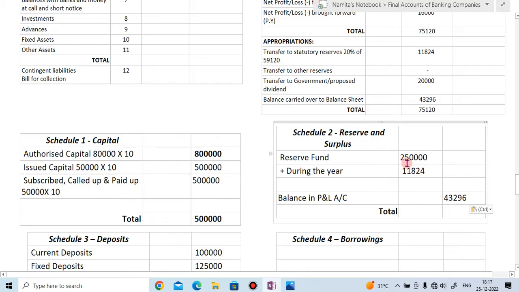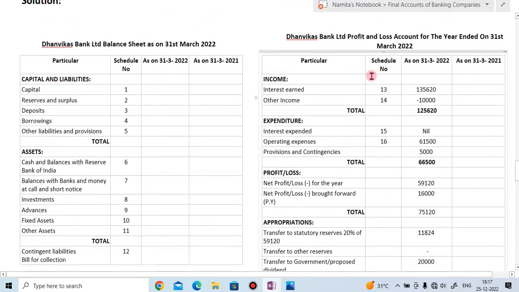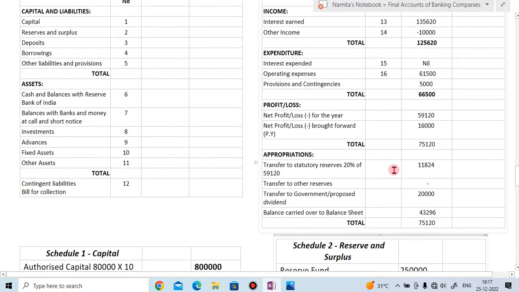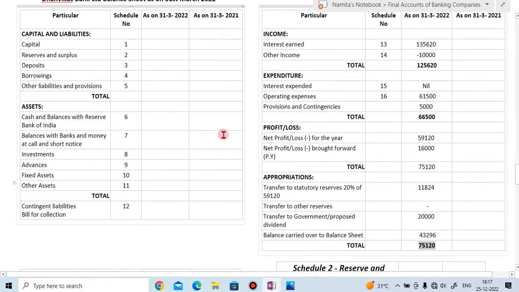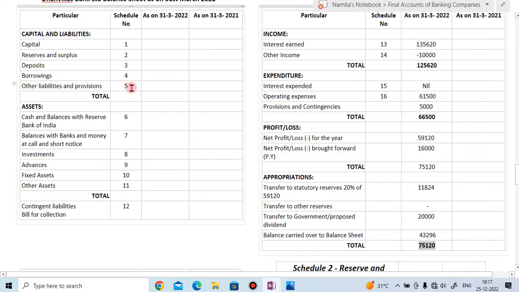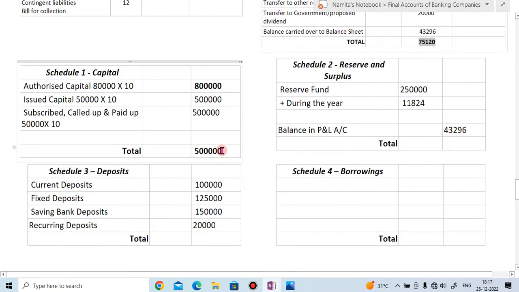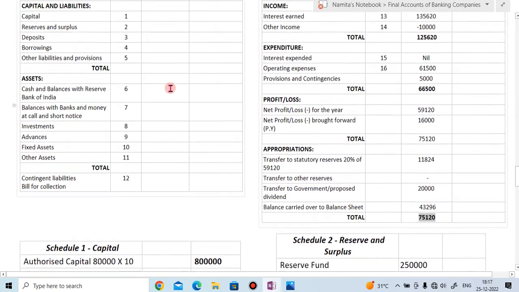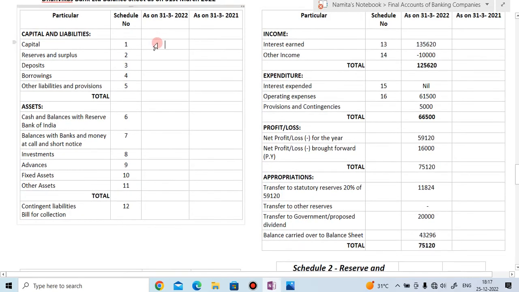Okay, now total of 2. Now profit and loss account is tally. Okay, now tally this thing. Now close the balance sheet. Okay, now close the schedule 1 to 5, 6 to 11 and 12. Okay, so total of capital is how much? 5 lakhs. Total of capital is 5 lakh. Okay, 5 lakh is the total.